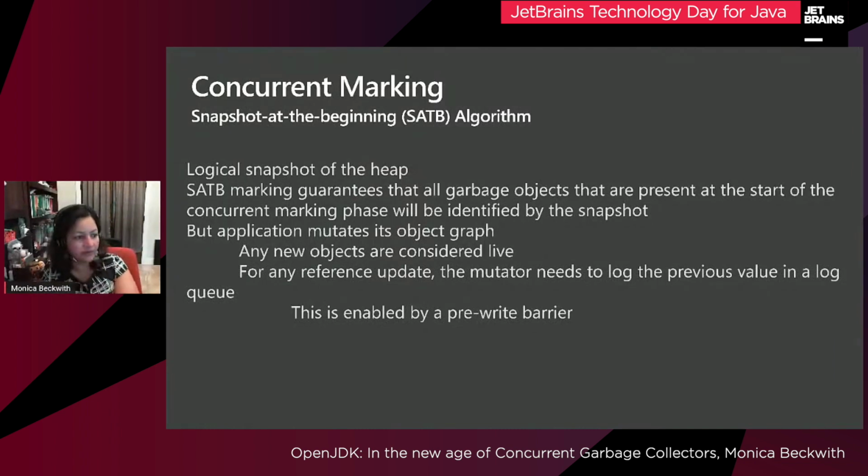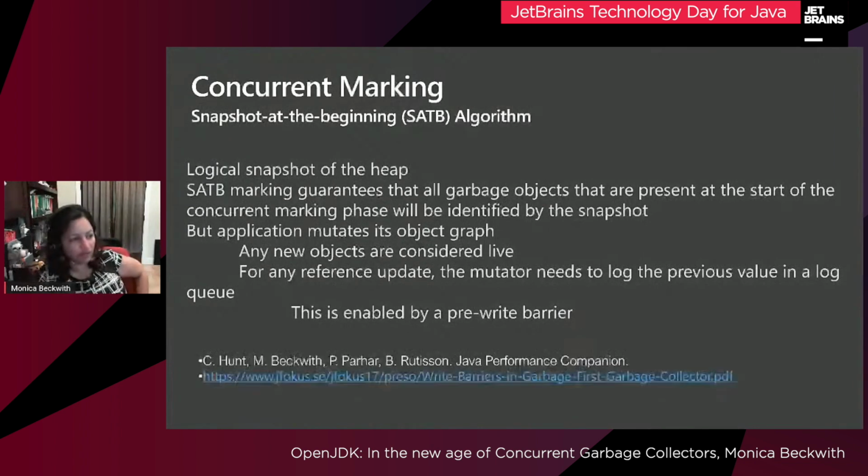There are two barriers right now for the reference update. It's called a pre-write barrier. As I mentioned, this is just an overview. If you want to read more about that, there's a presentation that I did at JFocus in 2017, as well as the book, the Java Performance Companion, which talks about G1 GC in detail.